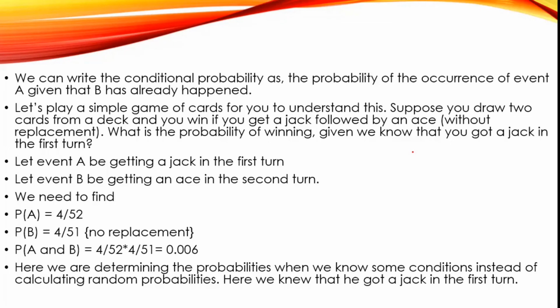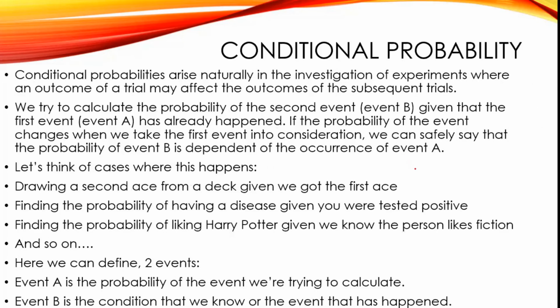So here we will determine the probabilities when you know some conditions, instead of calculating the random probabilities. Here we know that we got a jack in the first turn. So this is the conditional probability now. Okay, so the chance of getting A after B has already happened.